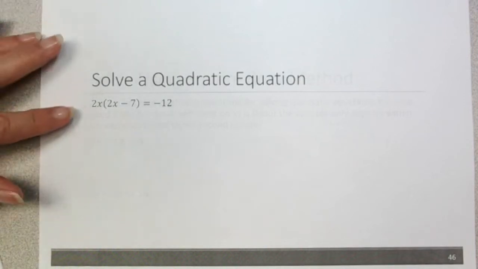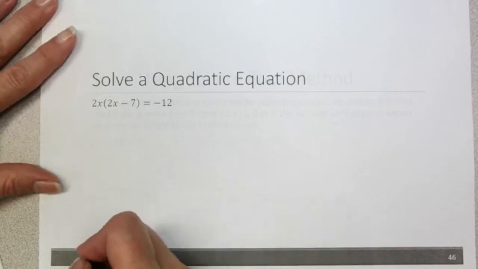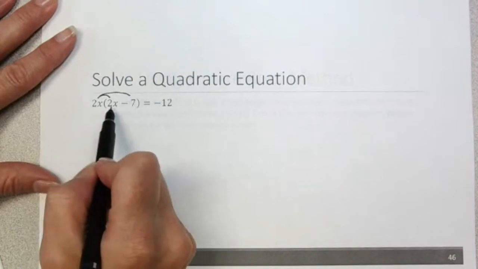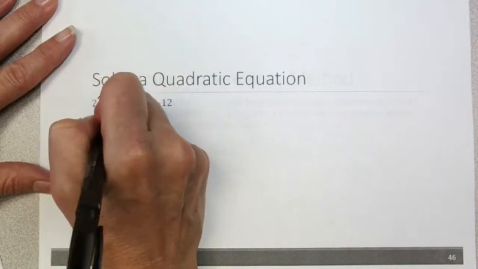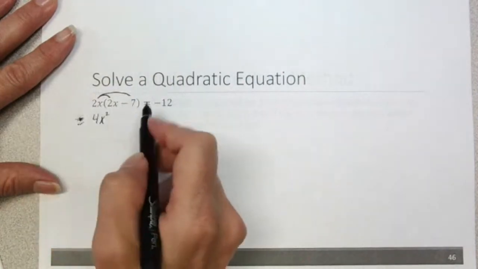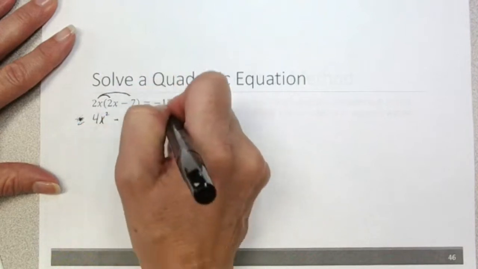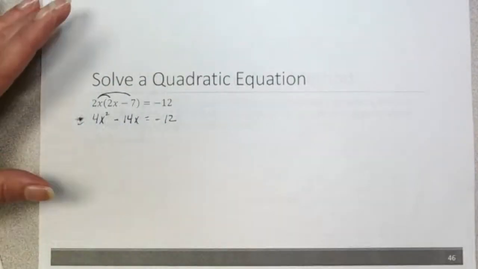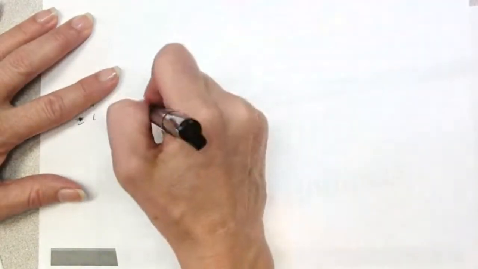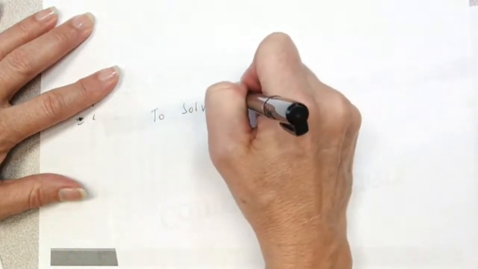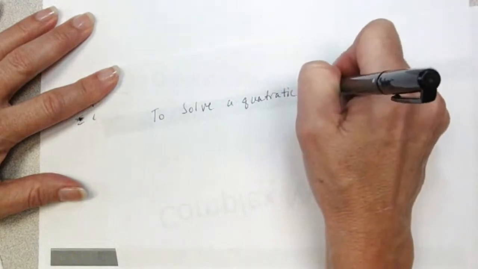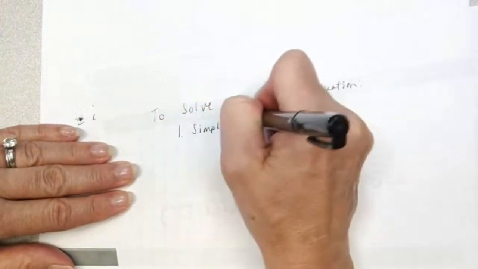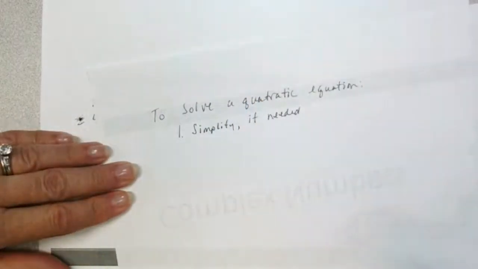But the first step in solving here is to simplify the equation, which means that I have to distribute that 2x. So when I distribute, 2x times 2x, of course, is 4x squared. And then 2x times negative 7 is negative 14x, and it's still equal to negative 12. Now that I've simplified, it's turned quadratic, right? So if we're writing our steps out, to solve a quadratic equation, the first thing we might have to do is simplify if needed. Okay, so we did that.